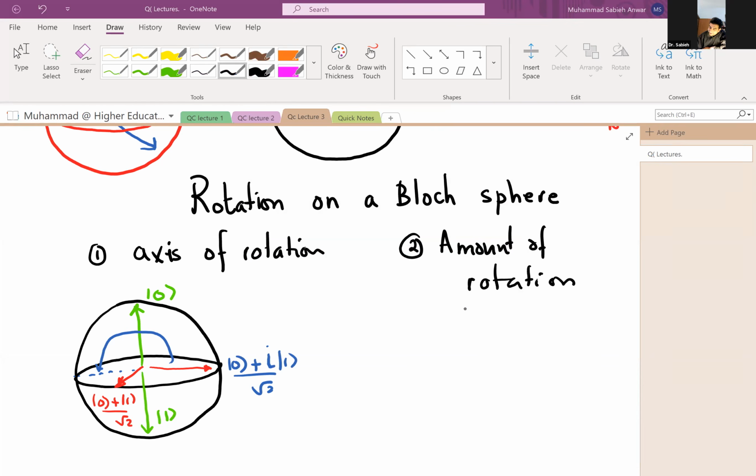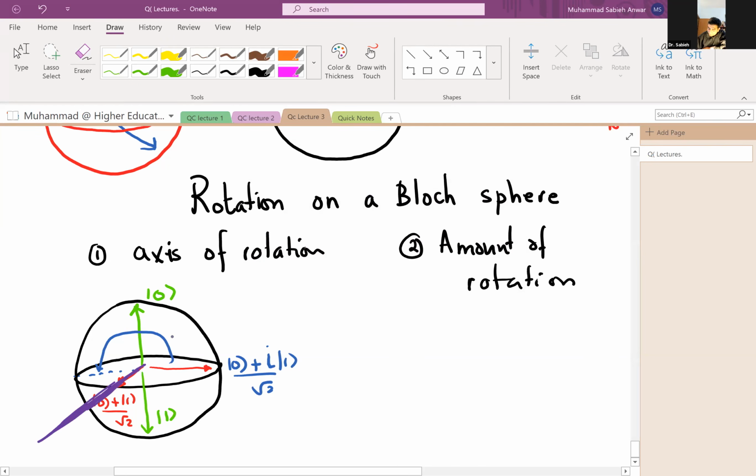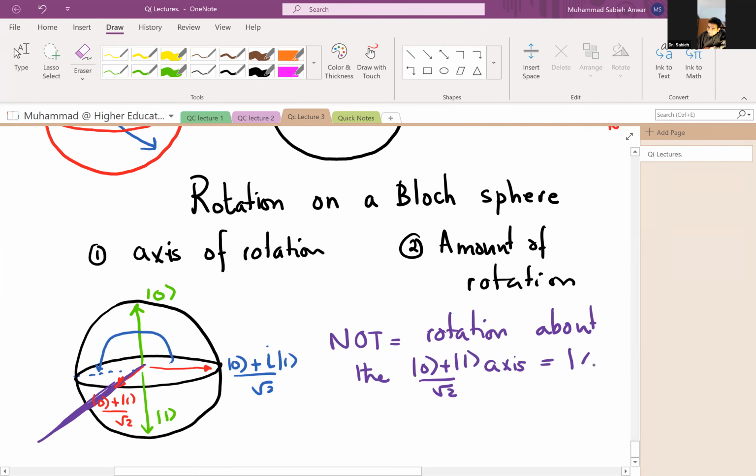Exactly. So it's a rotation about the x-axis. So this becomes my axis of rotation. Okay. And how much is the rotation? How big is the rotation? Pi. Exactly. So a NOT gate is a rotation about the x-axis, or the 0 plus 1 over root 2 axis, which is generally called the ket x-axis of the Bloch sphere, by pi.